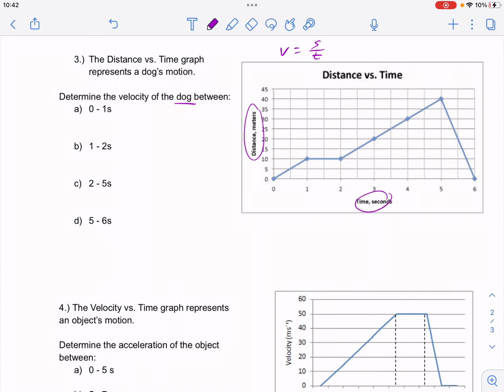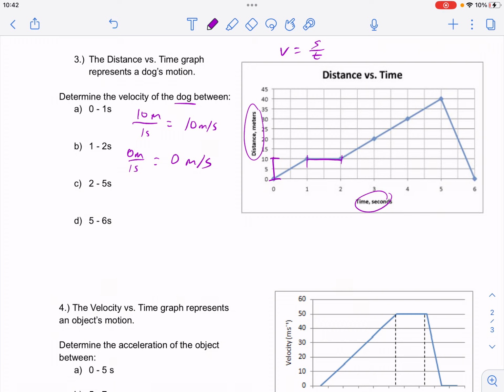So we need slope. So from 0 to 1 second, I can see that the rise is 10. So I've got 10 meters over 1 second. So that means 10 meters per second positive. From time 1 to 2 seconds, the position doesn't change. So it's 0 meters over 1 second, and that means the speed was 0 meters per second.